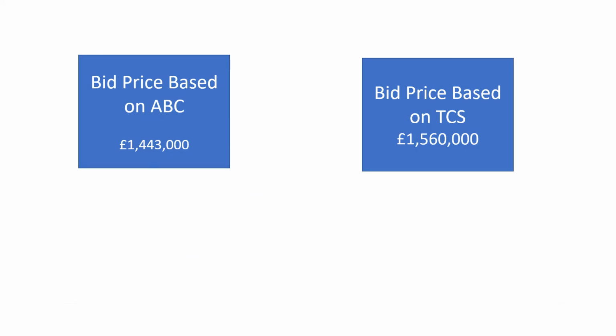Now we have bid prices based upon activity-based costing and traditional costing systems. We can see that based upon activity-based costing, we have a bid price of 1,443,000, whereas based upon the traditional costing system, we have a bid price of 1,560,000. So there is a difference of £117,000. The bid price is higher in case of a traditional costing system, and you know that in case of bidding, the lower your bid price is, the better the chances of getting the order.